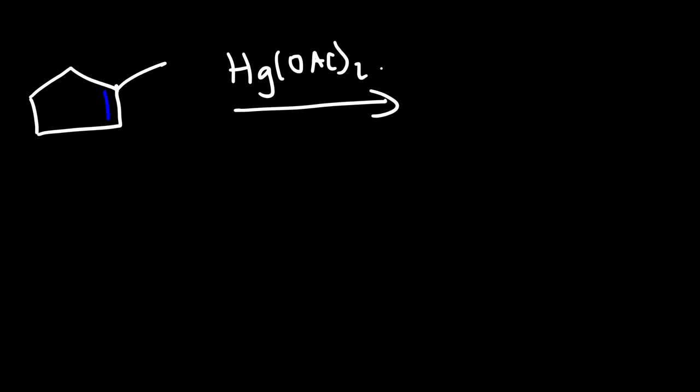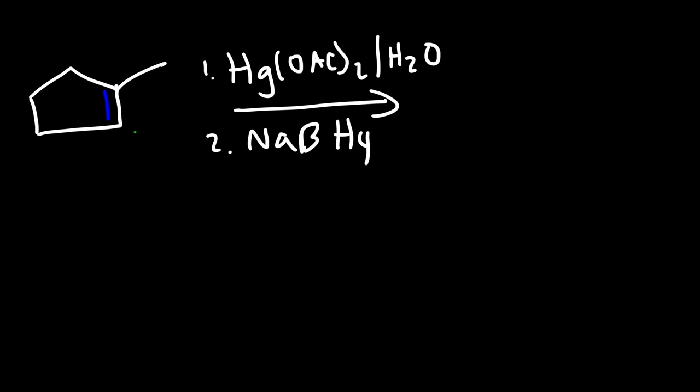So let's consider this alkene, 1-methylcyclohexene. And we're going to react it with mercury acetate in water, followed by sodium borohydride. So this reaction is called oxymercuration-demercuration. And it's different from the previous reaction. This reaction proceeds with Markovnikov regiochemistry.